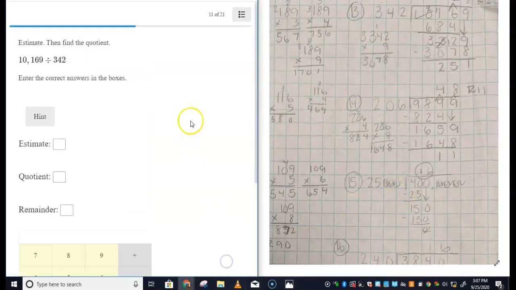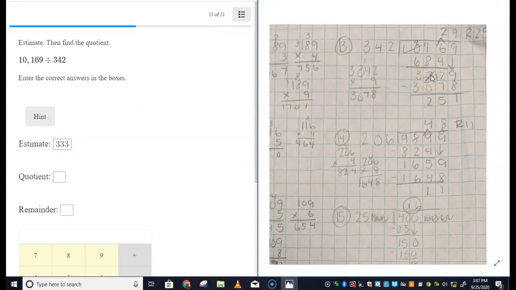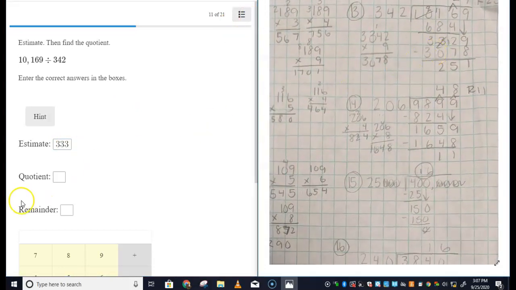Okay, let's check it out. We're going to go to the next one. We have 10,169 divided by 342. Your estimate should have been 333, around there. Your quotient is 29 and your remainder is 25. Sorry, not 333, just 33. We get 29 and we get 251.